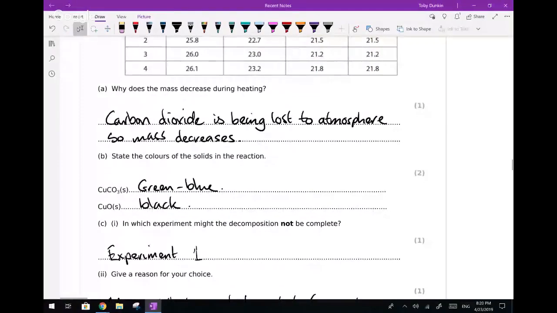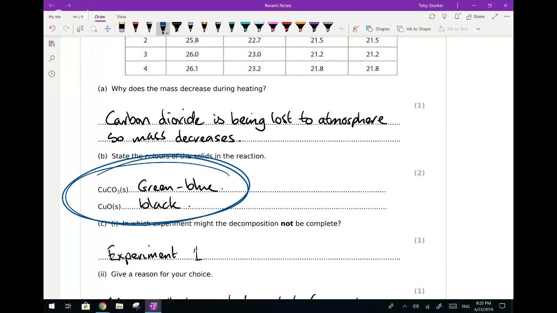State the color of the solid before and after. There's the color I said you needed to know. Green, blue, blue, green, other way around, and copper oxide is black.